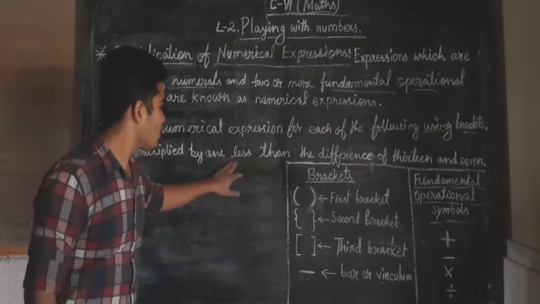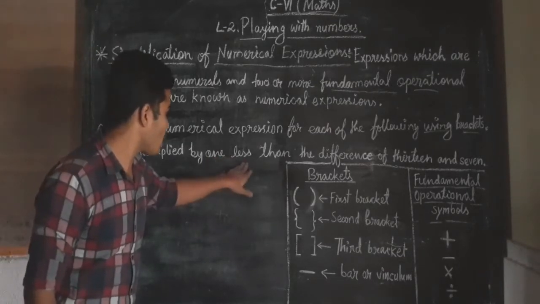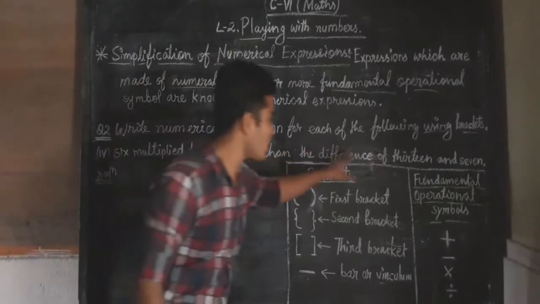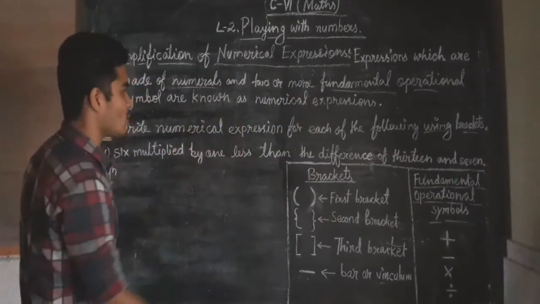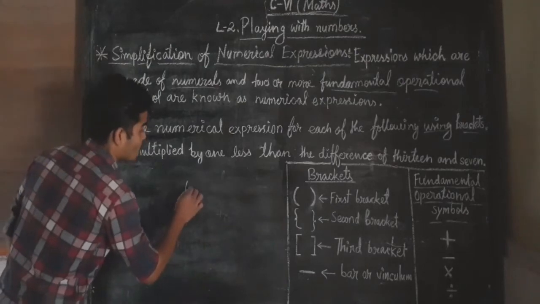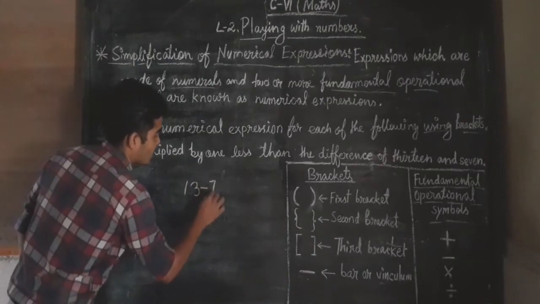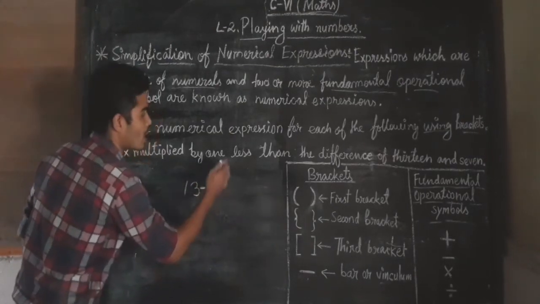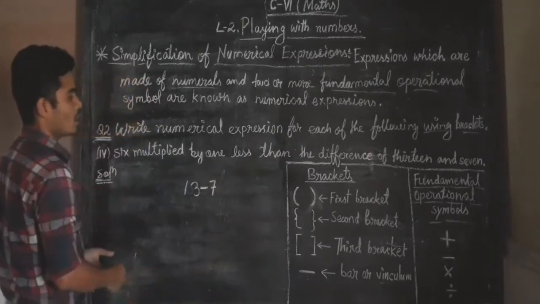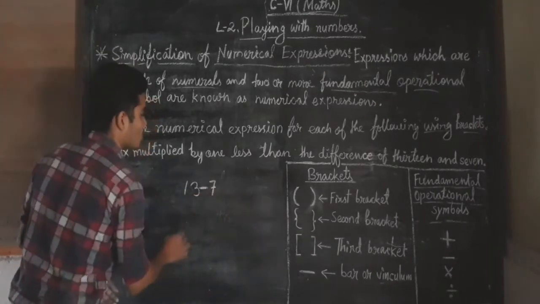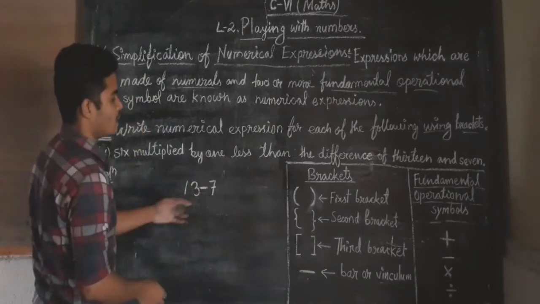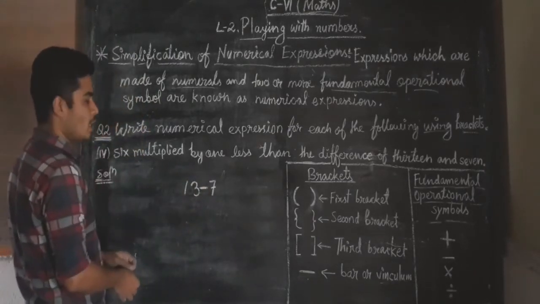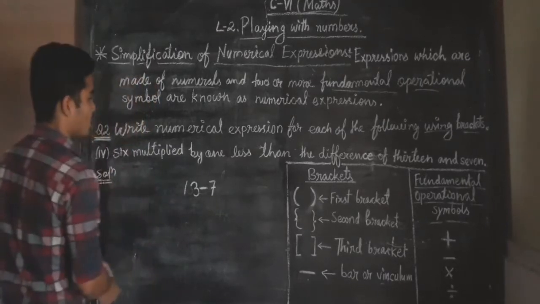Now, subtracting 1 from where? We have to subtract 1 from the difference of 13 and 7. Let us write the difference of 13 and 7 first. 13 and 7, this is the difference. Difference means subtraction. So we have written here 13 minus 7. This is the difference of 13 and 7.